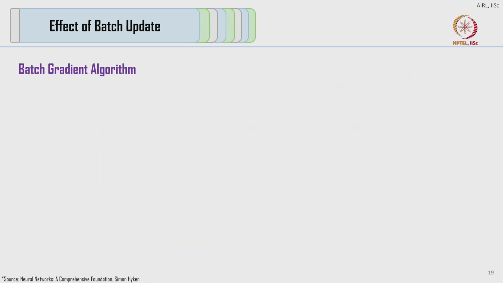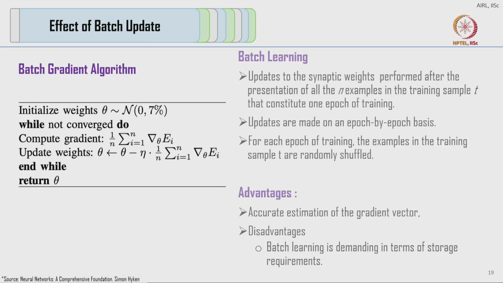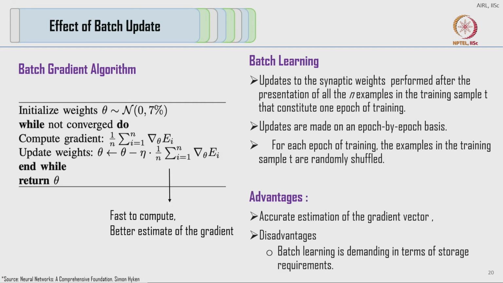An alternative to this is the batch gradient algorithm. In the batch gradient algorithm also we follow a similar procedure. We initialize the weights using a normal distribution. While we are training the model, we try to calculate delta E, which is the gradient of the error, and we try to update the parameters. However, let's take a look at this particular equation.